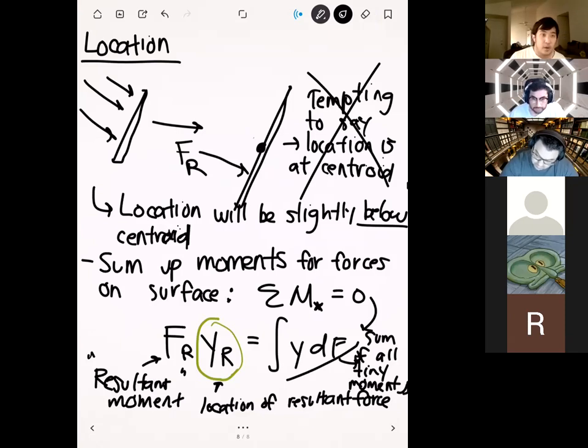What we're going to do next, on the next page, is work on the right side of the equation in order to work it into something that we can recognize, and then use that to solve for YR. Are there any questions on this part?